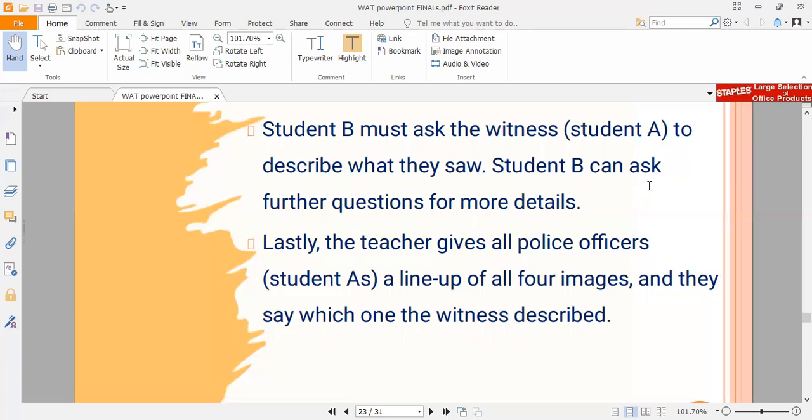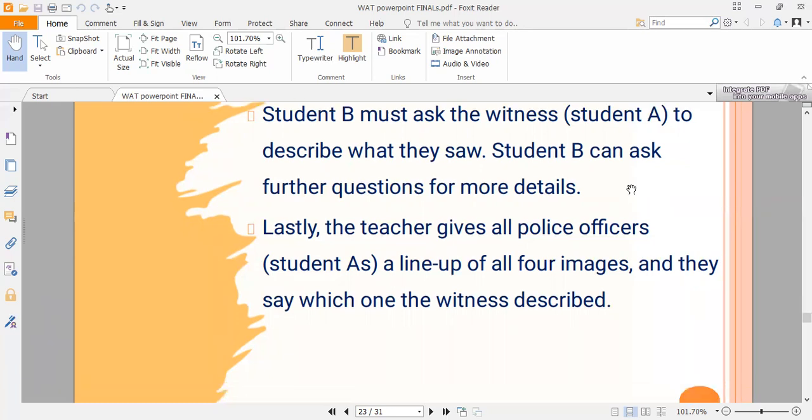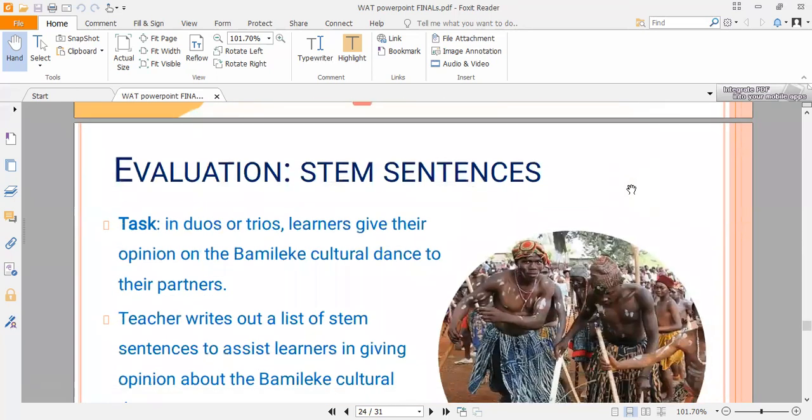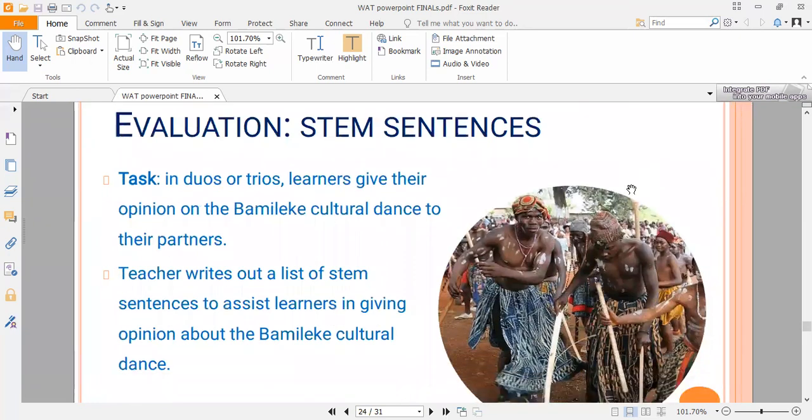Because after giving out all that information, I gave the students, all the police officers, the student A's, a lineup of all the 4 images, and they were to say which one of them the witness had described. Next slide, please.